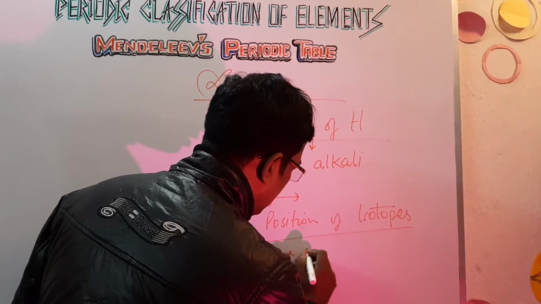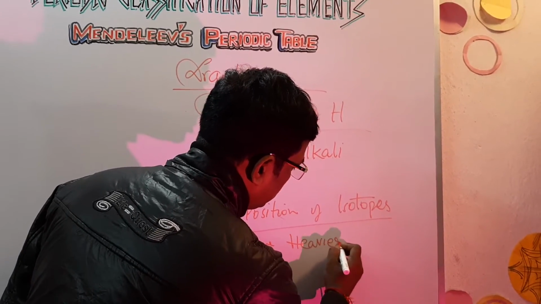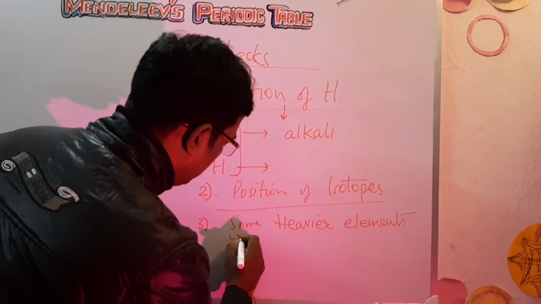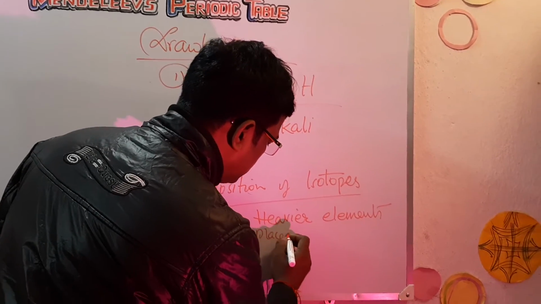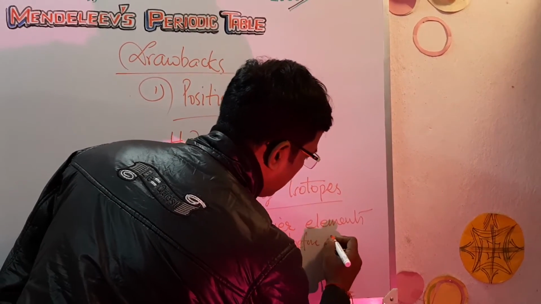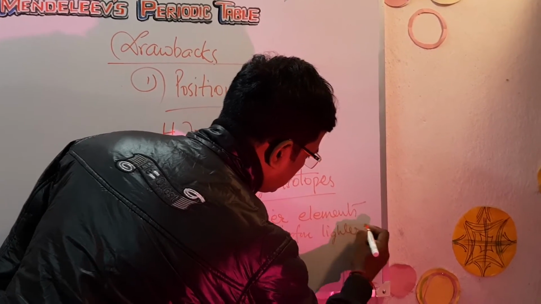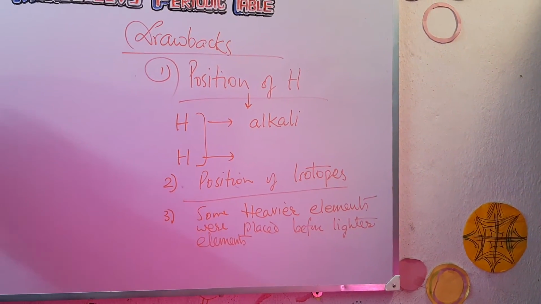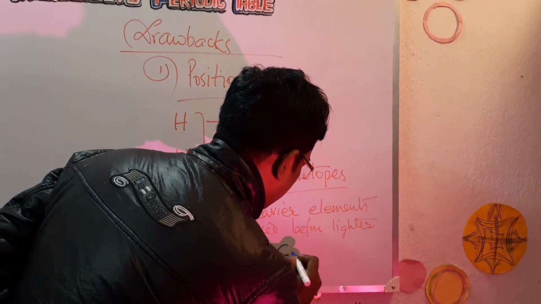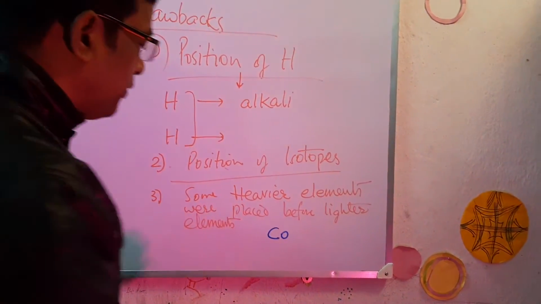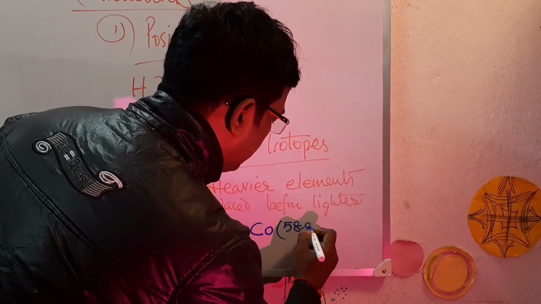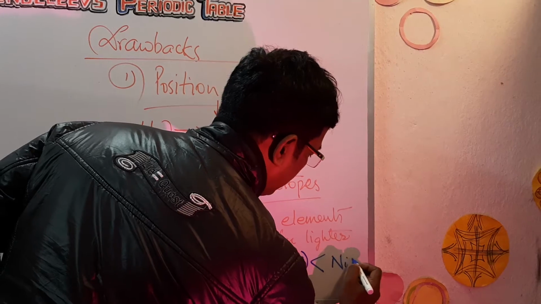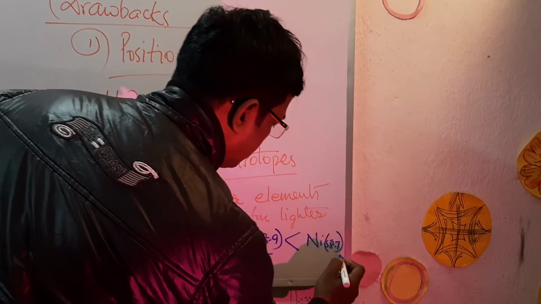Some heavier elements were placed before lighter elements. For example, cobalt with atomic mass of 58.9, though heavier than nickel, was placed earlier than nickel, with atomic mass of 58.7.